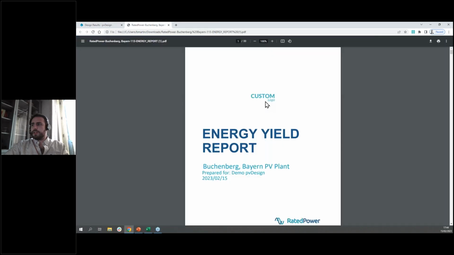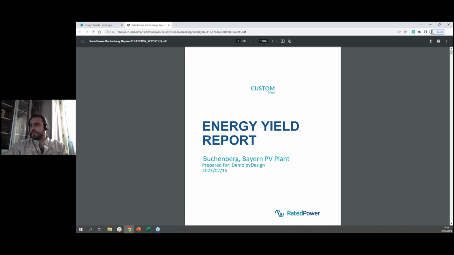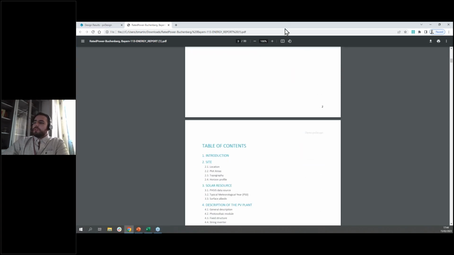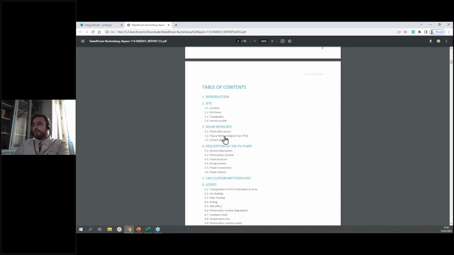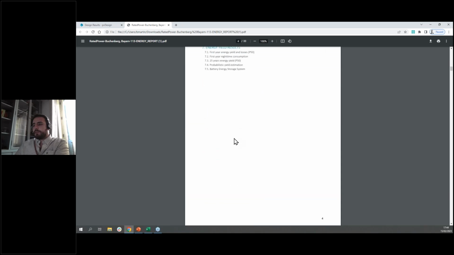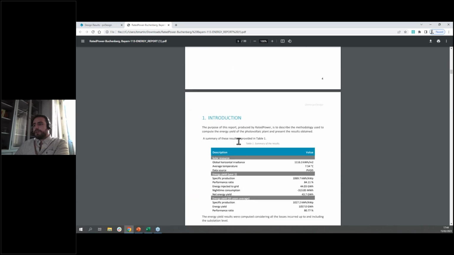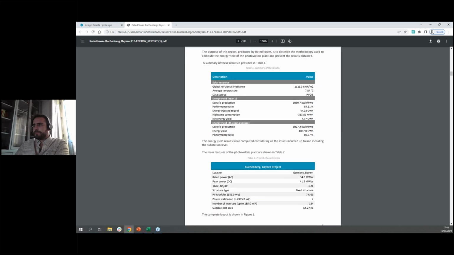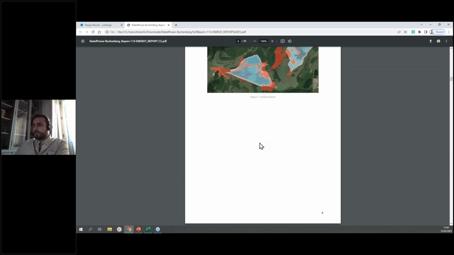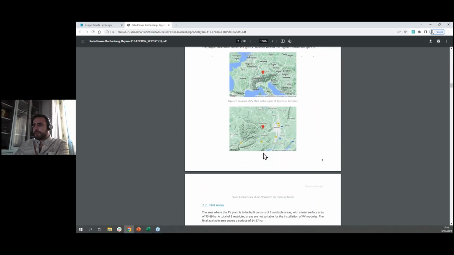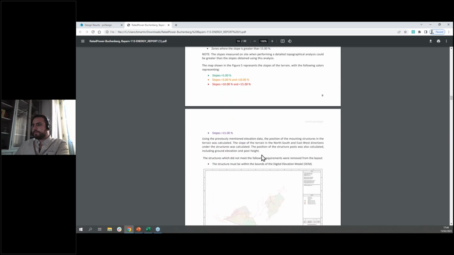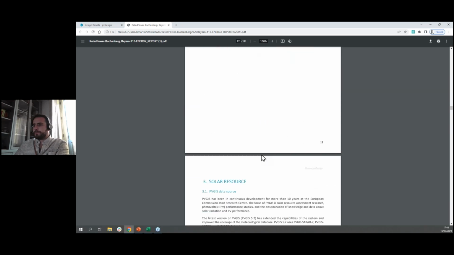In this report, here we will see the logo of the company. This report can be shared with the bank to see basically the energy yield that the PV plant is going to generate. First, we have an introduction where we have the total resource, a small picture of the layout, where it's located, and some information about the areas, the slopes, and so on.